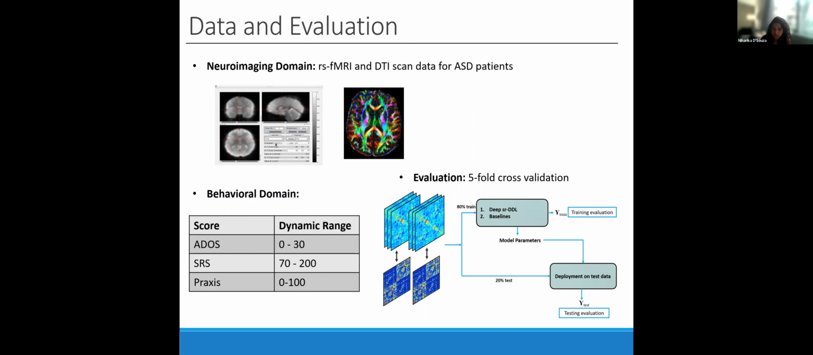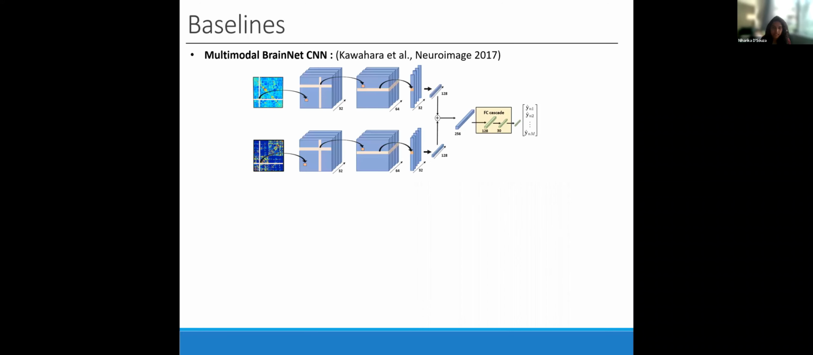We use a cross-validation strategy and evaluate against two classes of baselines. So the first baseline is an adaptation of the BrainNet CNN that was introduced by Kawahara et al. It can operate directly on the connectomes without vectorizing by using specialized cross-shaped convolutions. This baseline has two branches, one for the DTI and one for the fMRI static connectomes.